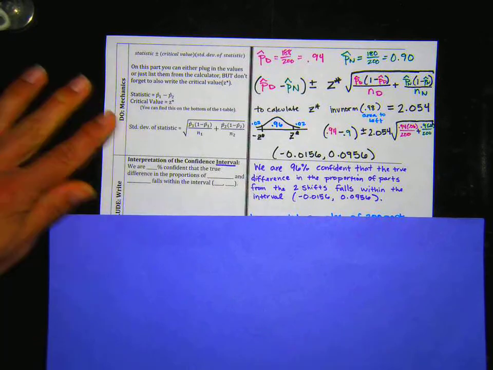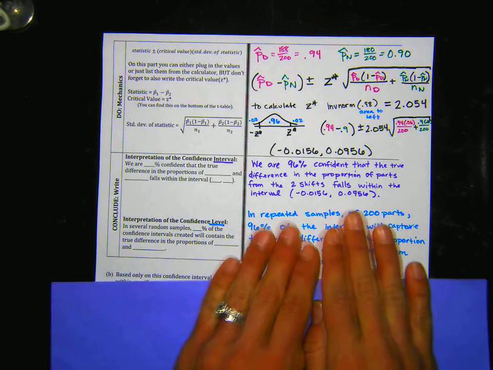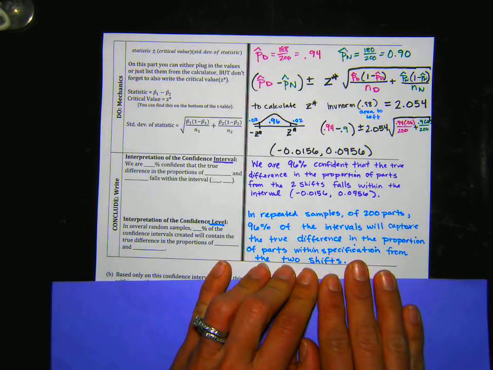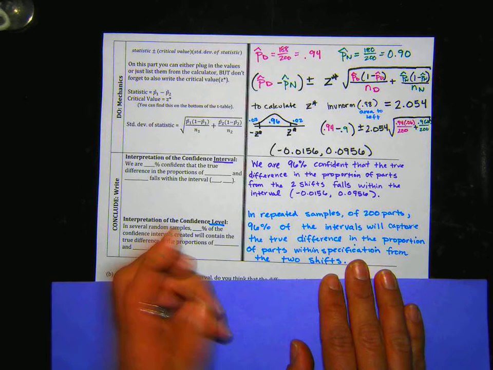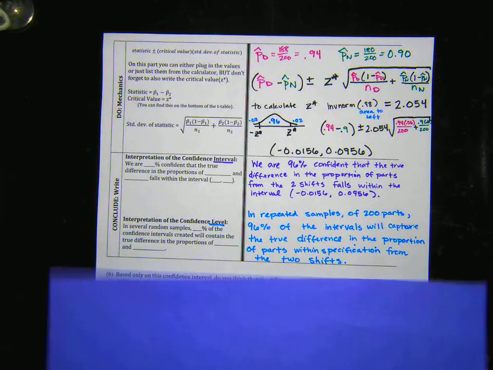If I'm interpreting the confidence level, I would say in repeated samples of 200 part sample size, 96% of the intervals will capture the true difference in the proportion of parts within specification from the 2 shifts. This isn't necessary in my conclusion. If you added it in, as long as it's correct, you wouldn't get anything wrong. But it's not necessary.